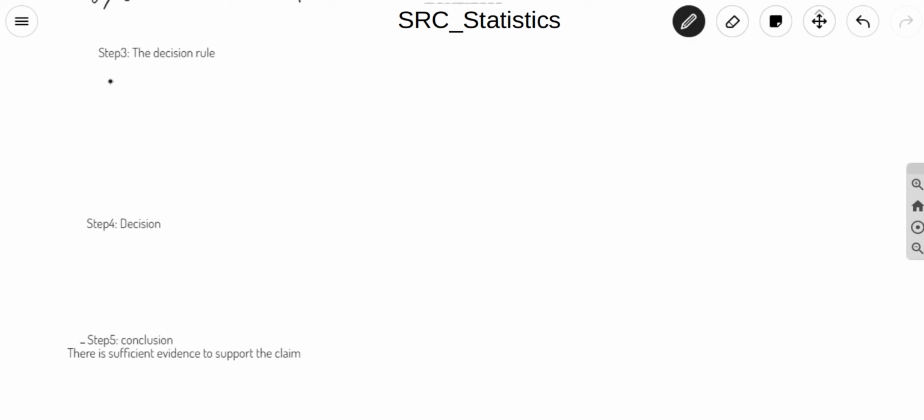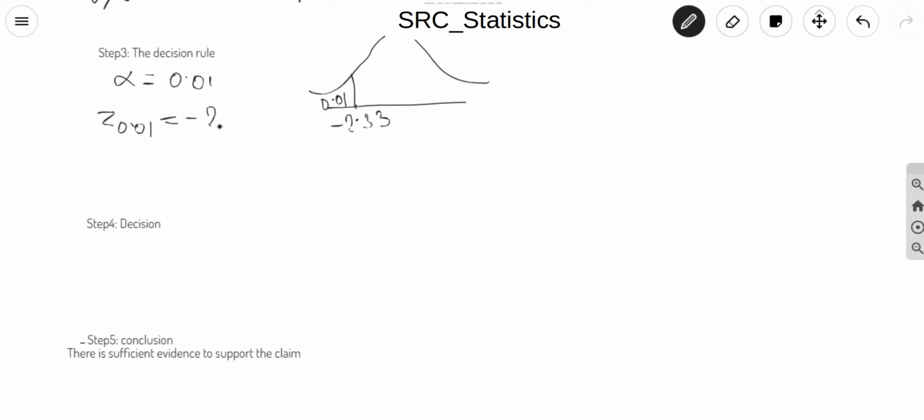Step 3 is the decision rule. Now alpha is given to be 0.01 and this is a left tail test. That means the rejection region will be at the left tail of the Z curve. Now from the standard normal table, the critical value of Z is negative 2.33. So Z 0.01 is negative 2.33. So we now can find out the decision rule.